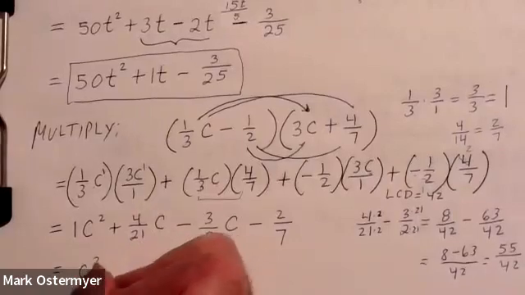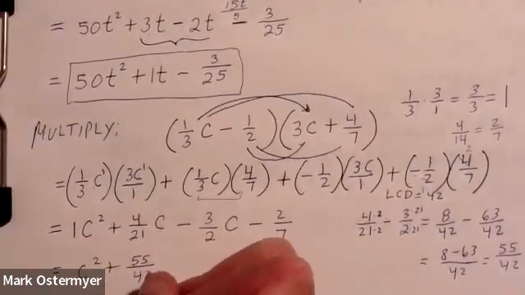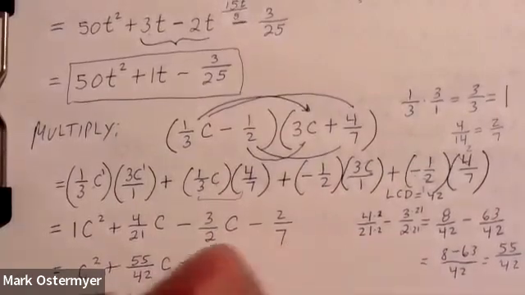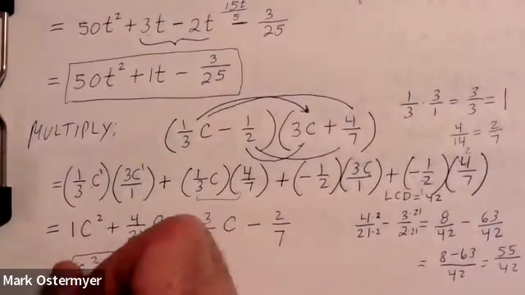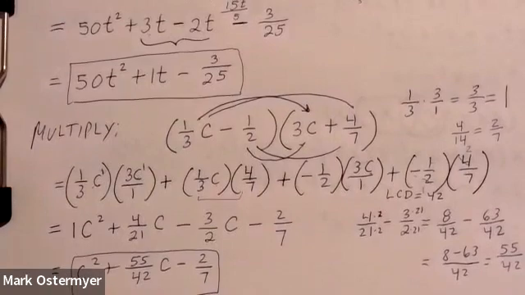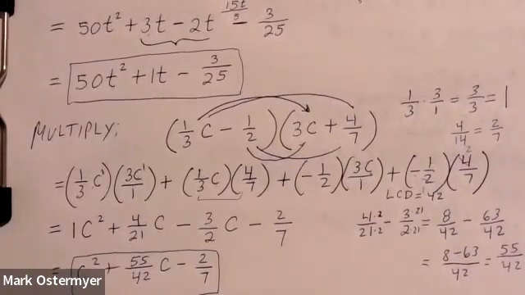So we have c squared plus 55 over 42 c. Messy, but that's what it is. And minus 2 sevenths. And that would be your final answer. So again, the thing that confounds us in this problem is the fractional operations. So we had to go back to basic math and try to jog our memory. How do we work with fractions?